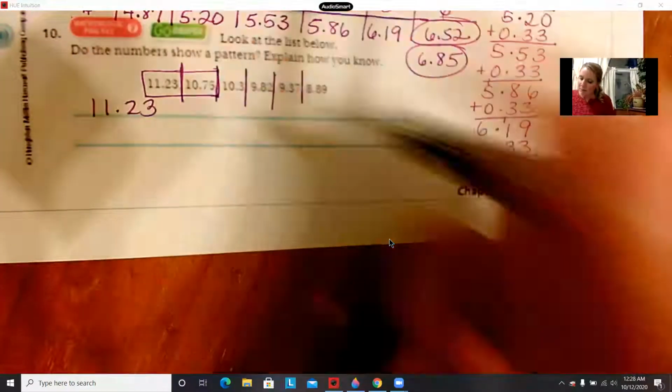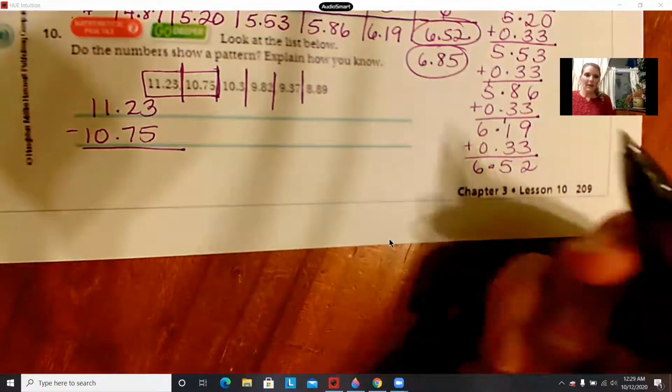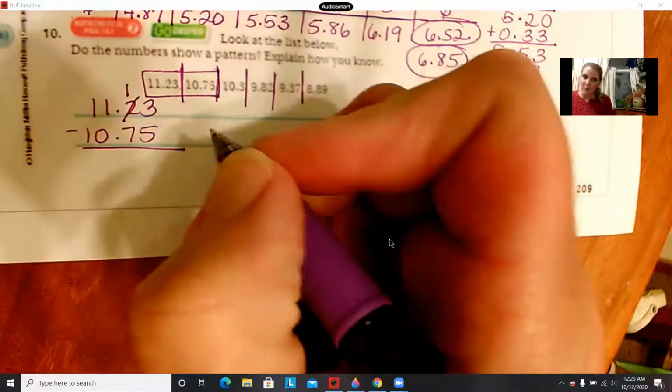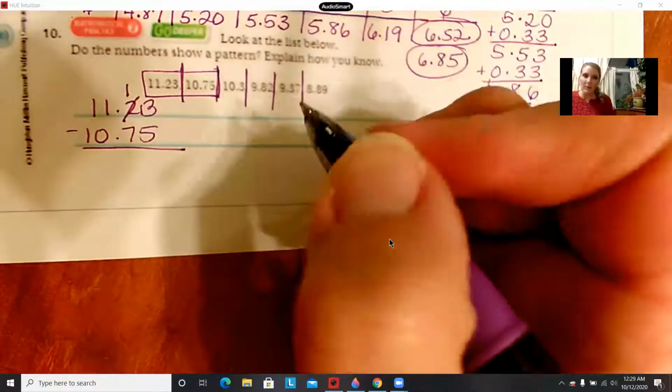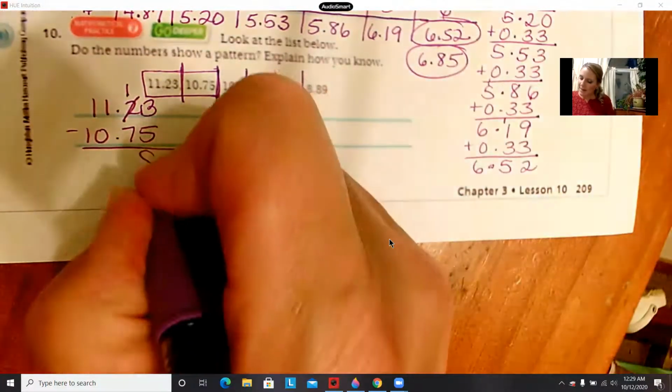Okay, so I know my rule is to subtract, but subtract what? Well, let's take these first two terms and subtract them. Okay, 11 and 23 hundredths, and let's subtract 10 and 75 hundredths. Okay, can I take 3 minus 5? No way, Jose, so I need to borrow from the 2, make it a 1. Put your 1 that you borrowed right here. 13 minus 5 is 8.